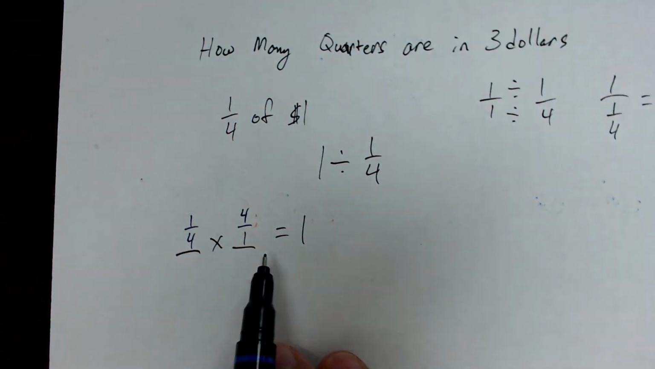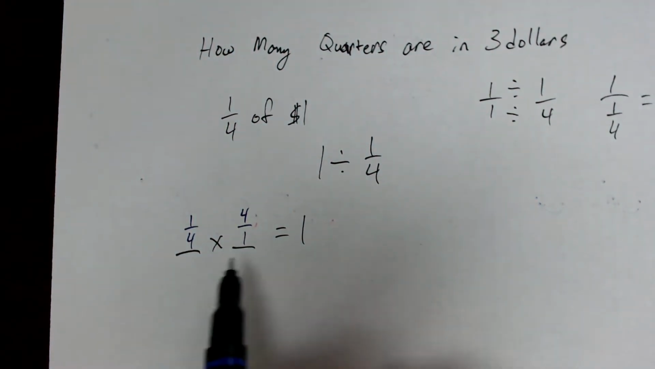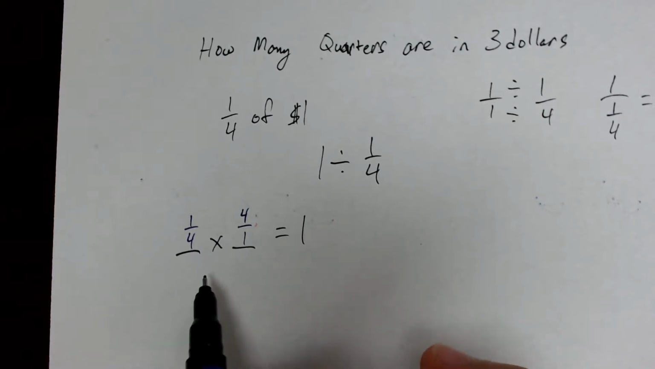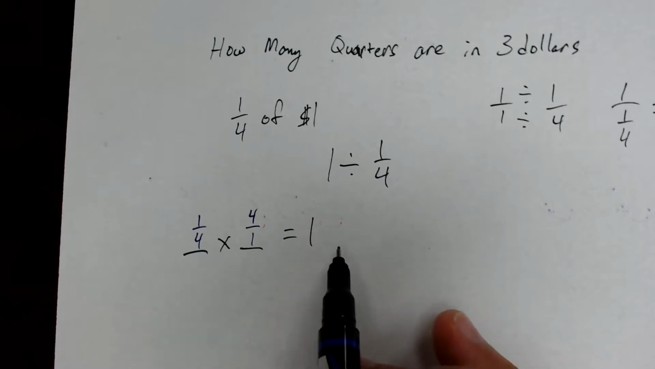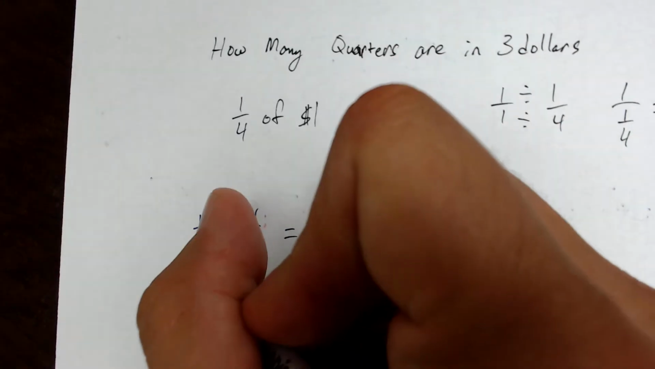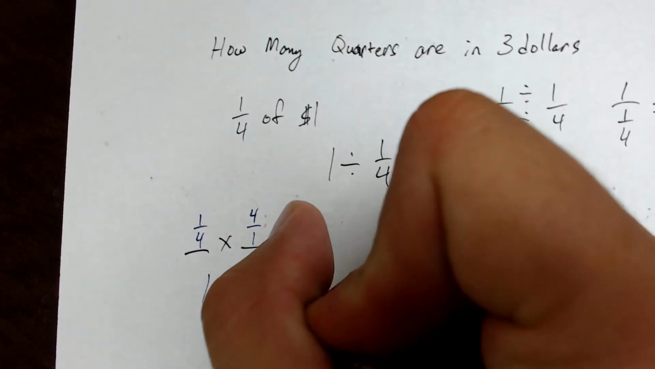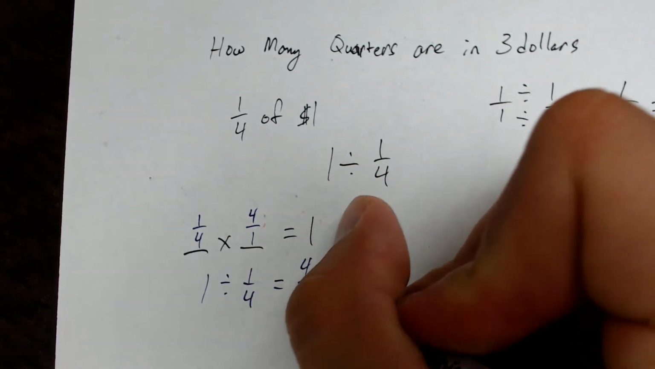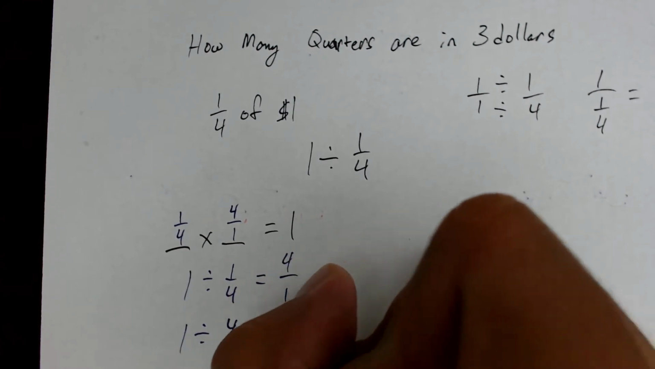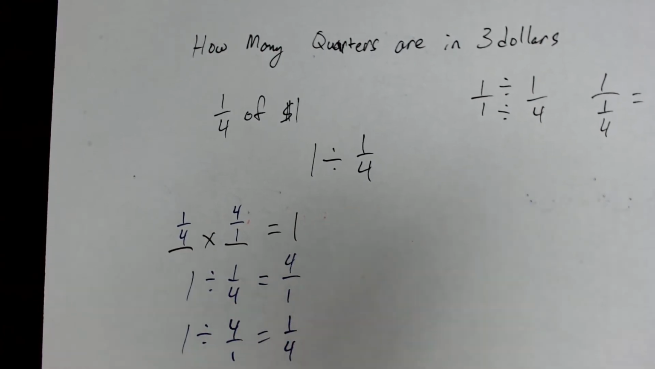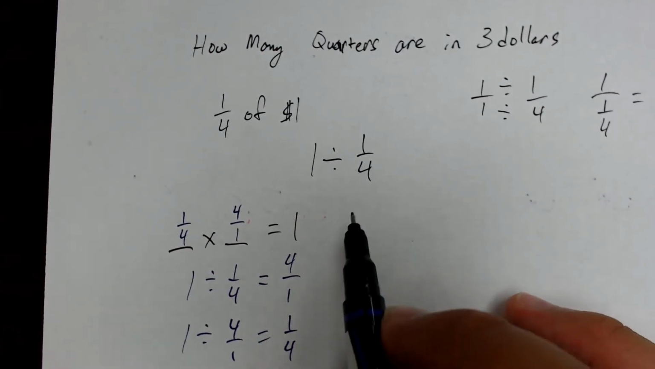So 1/4 times 4/1 would equal 1. So using this logic, we could also reverse the multiplication problem and say, using a multiplication fact, that if 1/4 times 4/1 equals 1, well then 1 divided by 1/4 would equal 4/1. And vice versa, 1 divided by 4/1 would equal 1/4, which leads us to this problem right here, the original one that we had.